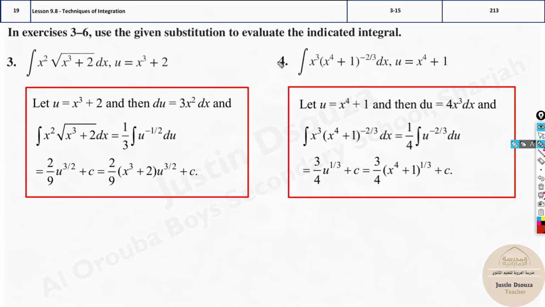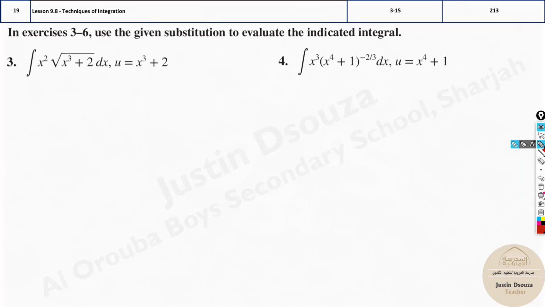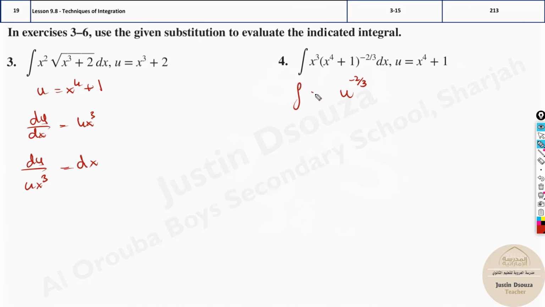Let me just do this as well because there is negative power. Let me clear this first. What you need to do is write what is assumed to be u, x power 4 plus 1. So du by dx would be 4x cubed plus 0. And now du by 4x cubed would be equal to dx. So now instead of this given question, what can be substituted over here? It is u power negative 2/3. This x cube remains. Dx can be written as du by 4x cube.